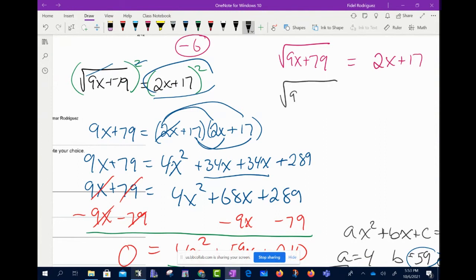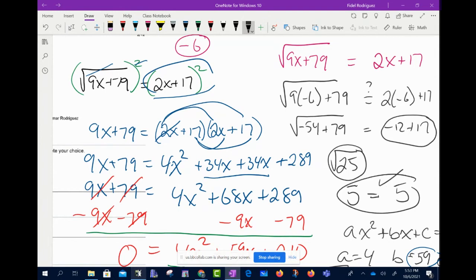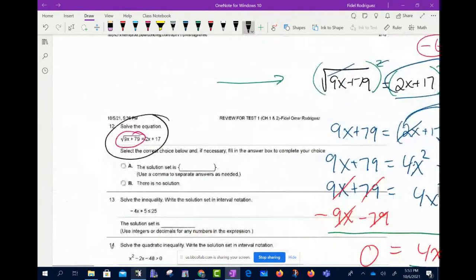I'm going to come back over here, and everywhere I have an x, I'm going to plug in the number negative 6. So that's negative 54 plus 79. That's negative 12 plus 17. This here should be 25, and I know the square root of 25 is just 5. Over here, when I put these together, negative 12 plus 17 is also 5. This checks out. So far, I know that negative 6 is going to work.